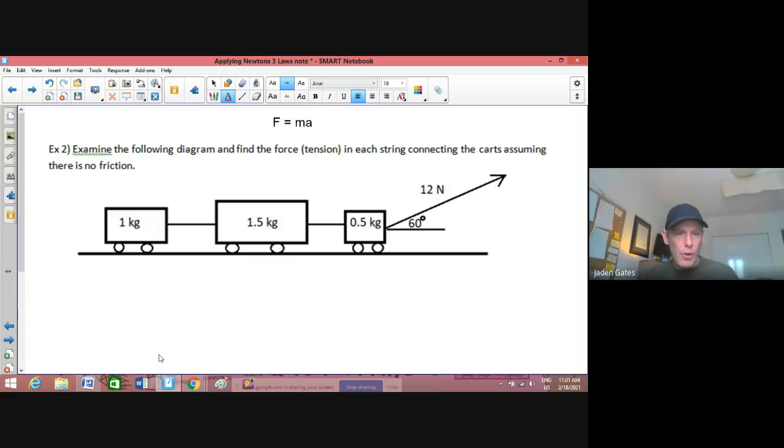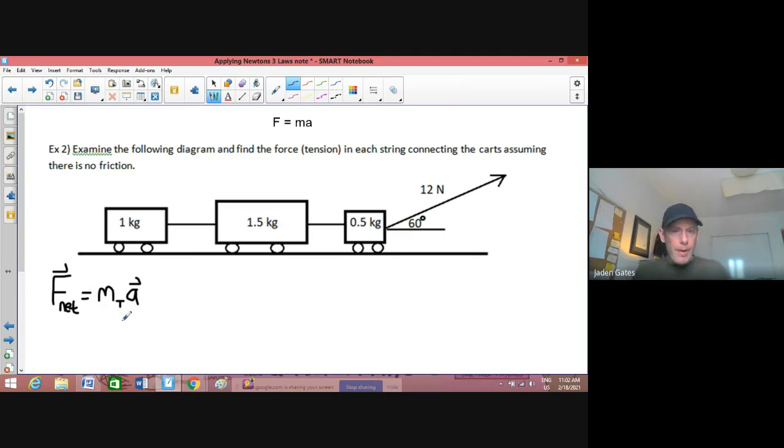So again, our net force that's applied to this entire system is going to equal ma, or in this case, the total mass, so I'll put m_t there, times the acceleration. And it looks like here we're going to the right. Now the total mass, if I added it up, of my three objects: I got 1 kilogram plus 1.5, so I'm at 2.5 kilograms. Well, I add a half, so now I'm at 3 total kilograms.